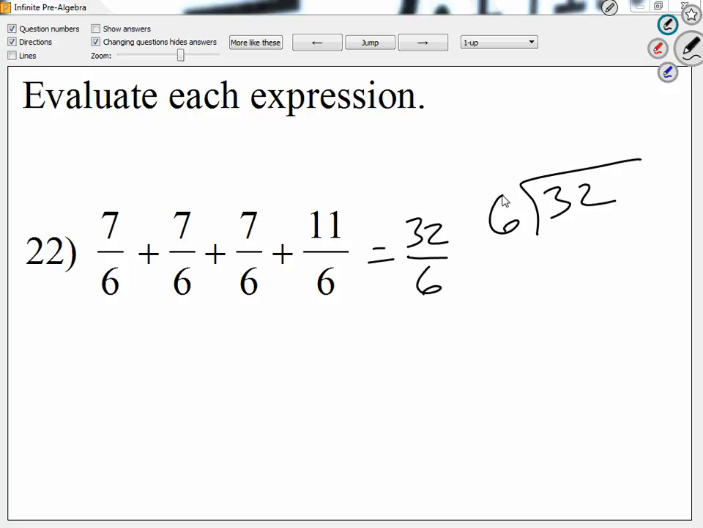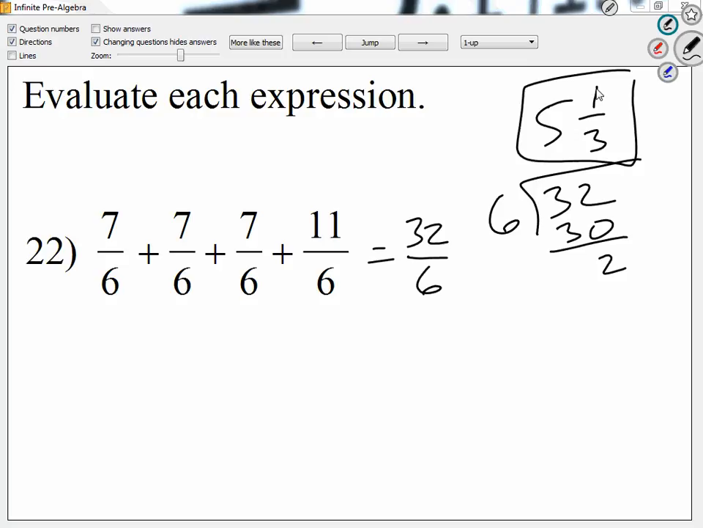How many times is 6 going into 32? 5, okay. 5 times 6 is 30. What's my remainder? 2. We usually will go for the fraction, we'll go 2 over 6. But remember we have to simplify it. So 2 over 6 simplifies to what? 1 over 3, 1/3. So keep in mind that instead of writing 2 over 6, we wrote 1 over 3. And we simplify the fraction.